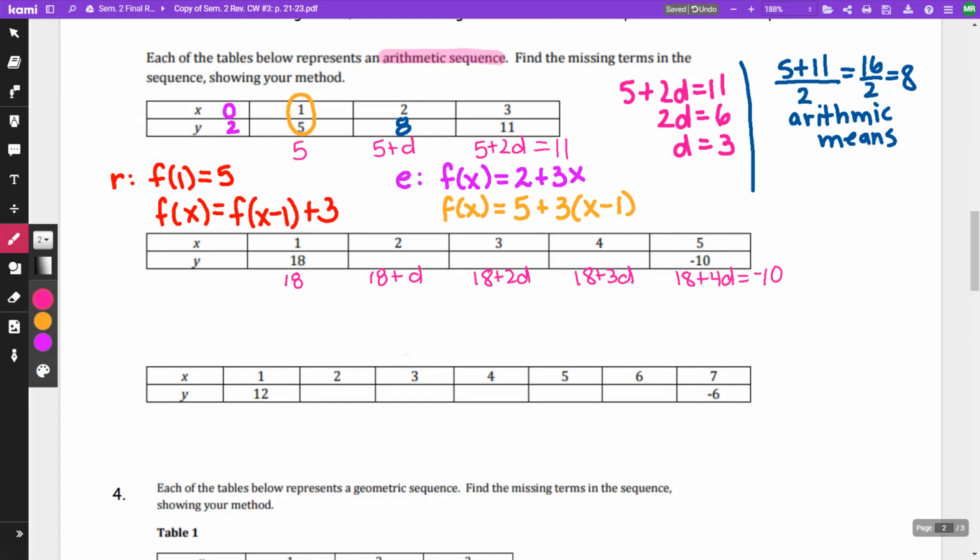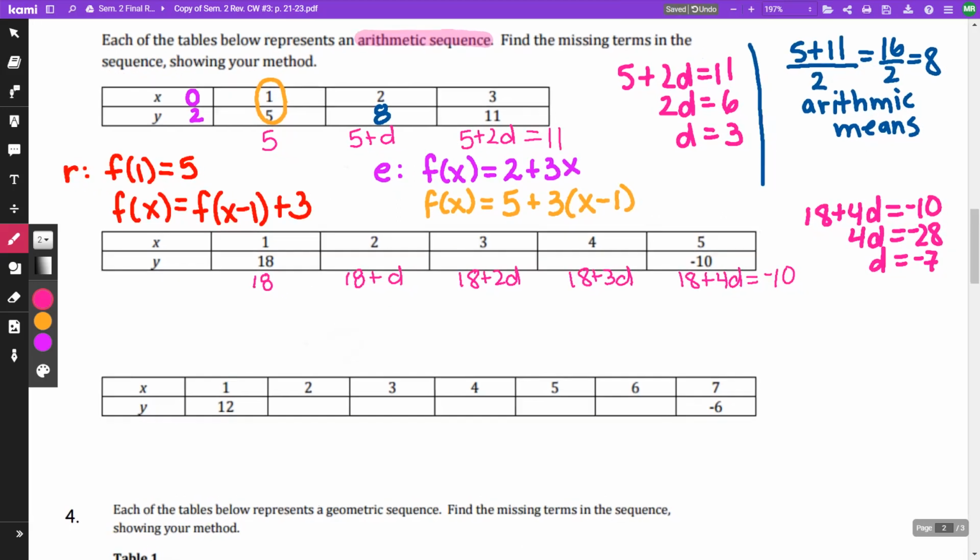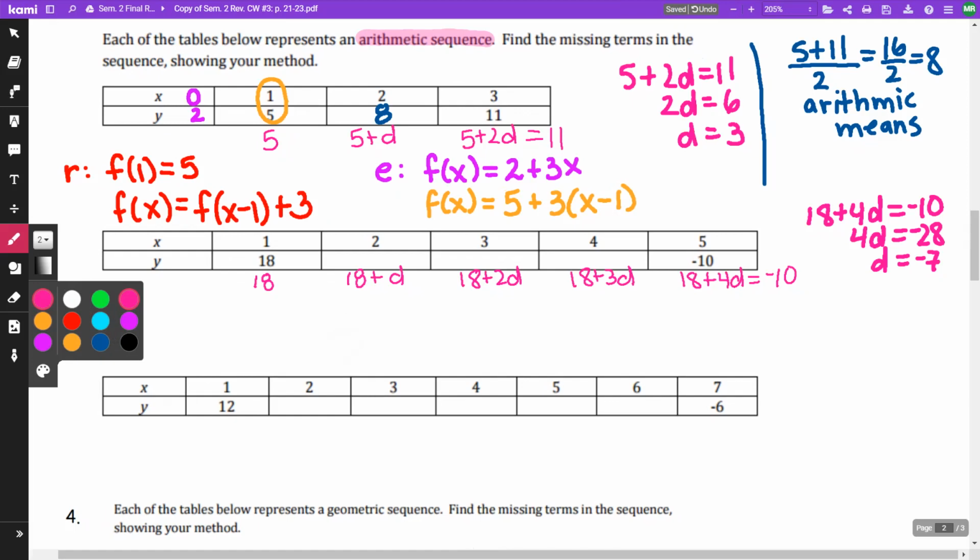So if I solve that problem, 18 plus 4d equals negative 10, I'm going to subtract 18. I'm going to get 4d is equal to negative 28. I'm going to divide by 4 and I get negative 7. So I'm subtracting 7 every time. So if I'm subtracting 7, that means I am going to get an 11. When I subtract 7 again, I get a 4. When I subtract 7 again, I get a negative 3. And when I subtract 7 again, I get a negative 10.